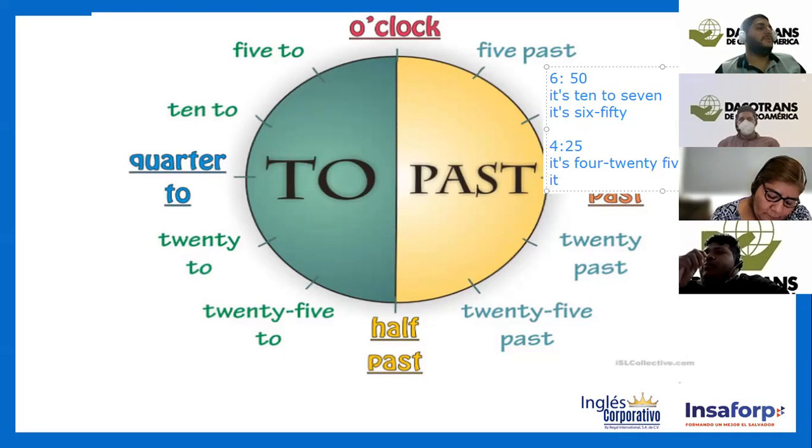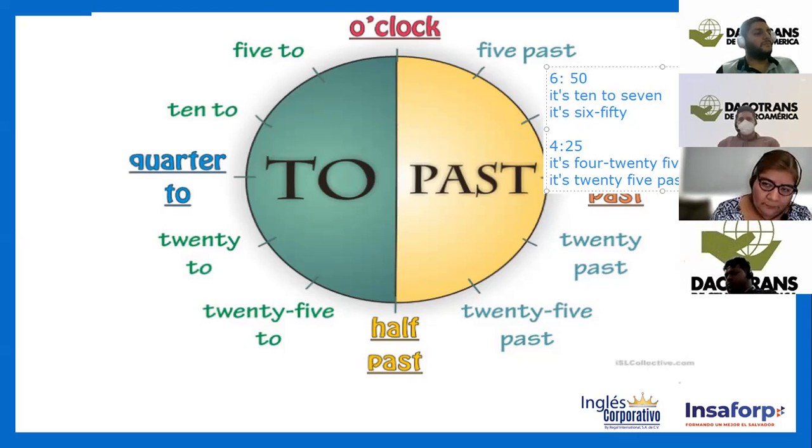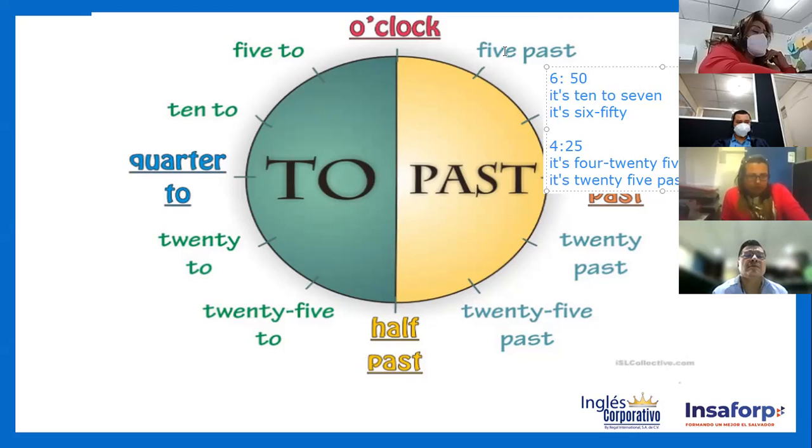25 past 4. Yes, right. It's 25 past 4. And there it is, right? That is the difference between past and to. Questions about this? Questions? Okay. So if there are no questions, guys, it means we are okay with this topic.